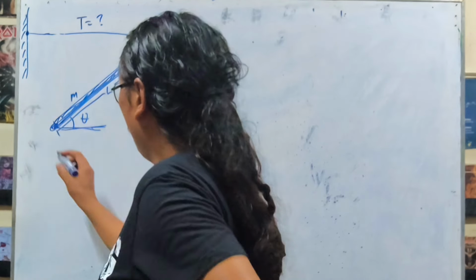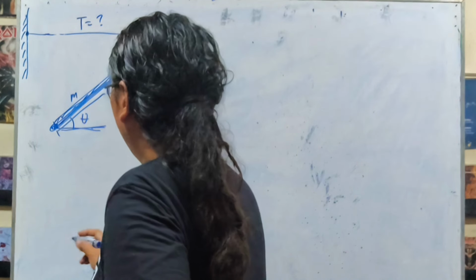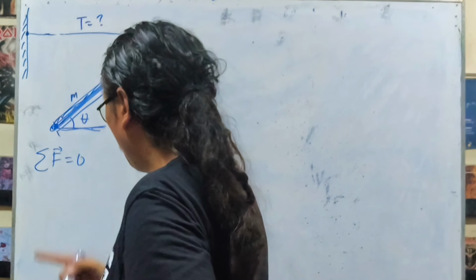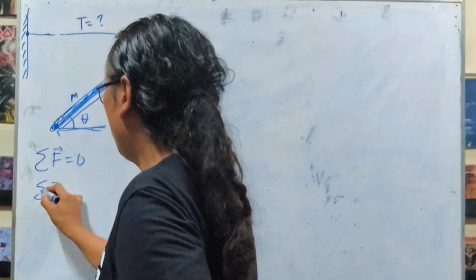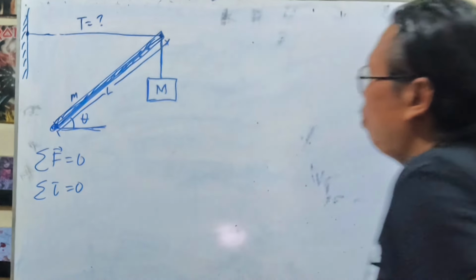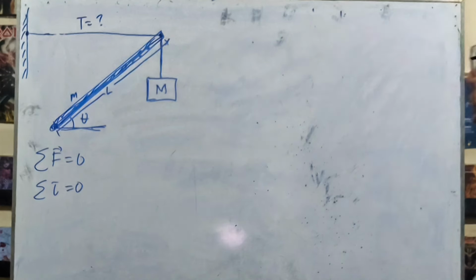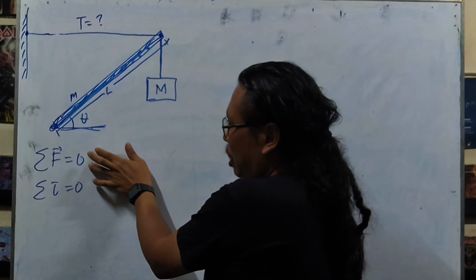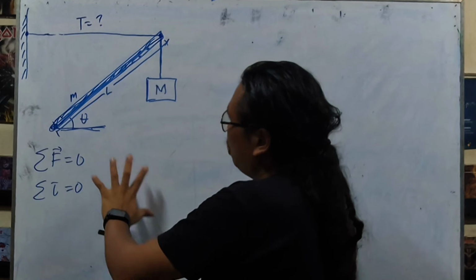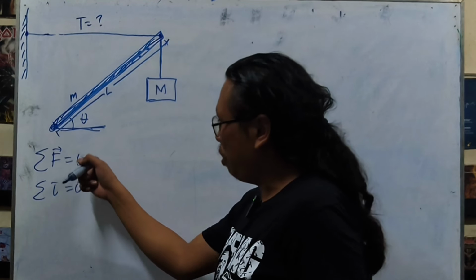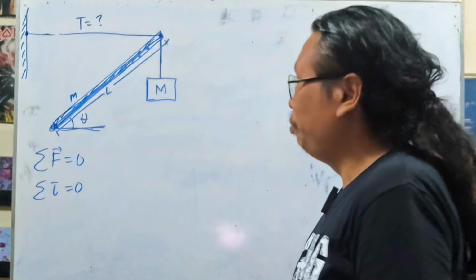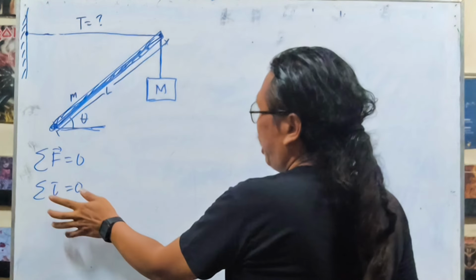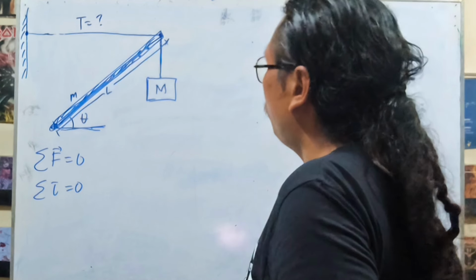Now, what's the condition for equilibrium? In this case, the first condition for equilibrium is that the summation of forces is equal to 0. And the second condition for equilibrium is that the summation of torque equals 0. In this case, do we need this one? There are times that we are going to need both of these equations, but there are times that we only need one. So in this case, let's solve it. I think we only need this one: summation of torque.